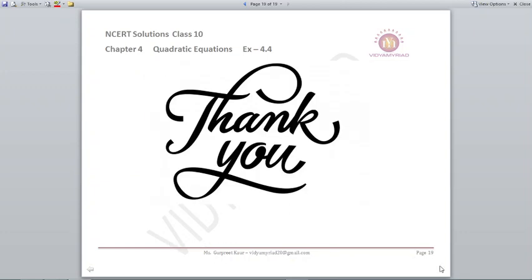That's all for this exercise, children. I hope you must have found it easy. Just remember how to find the discriminant and what happens when the discriminant is greater than 0, equal to 0 or less than 0. If you know this, then it is very easy to find the factors or the roots of the equation.